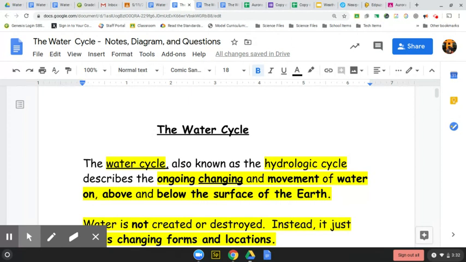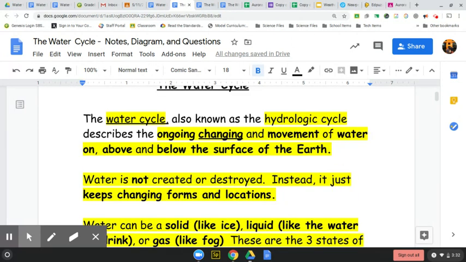So the first part of this document has some notes about the water cycle. Now, the water cycle is also known as the hydrologic cycle, but basically it's the changing and movement of water on the Earth's surface, above the Earth's surface, which would be in the atmosphere, and below the Earth's surface as well, down in the crust. So again, it involves changing from one form to another and the movement of water throughout the Earth's surface, inside the Earth, and also up in the Earth's atmosphere.